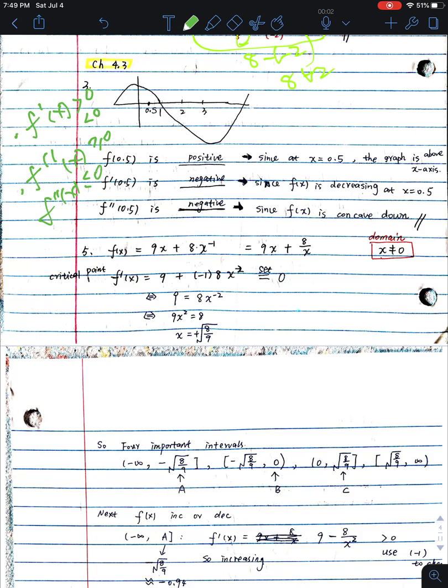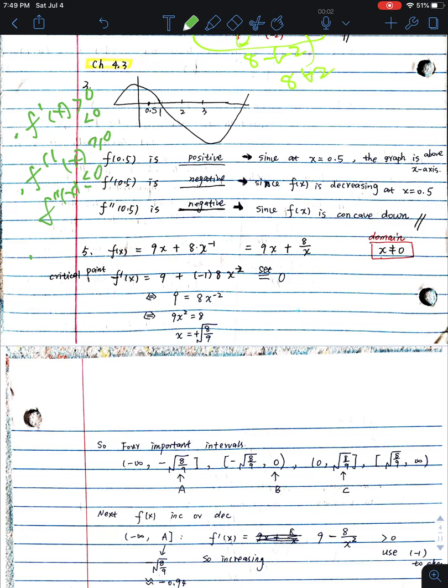And the third important part is how to find the inflection point. That's a point where the concavity changes, like from concave down to concave up, or from concave up to concave down.